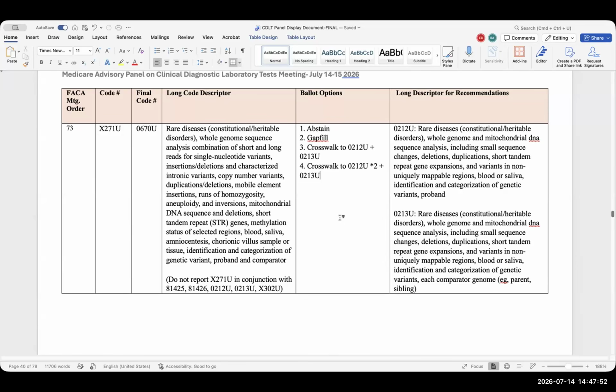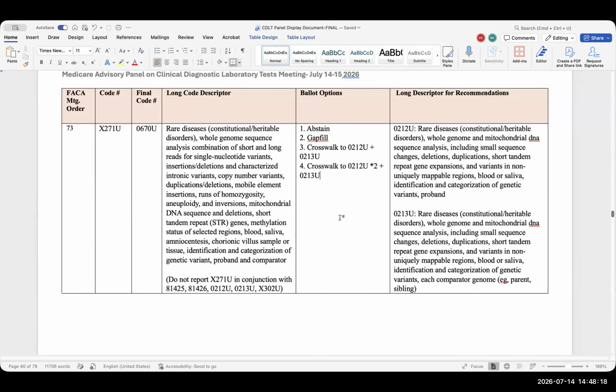We can also do many more short tandem repeats with the long reads, because we can see more genes with longer repeats, and it also allows us to do methylation. So the added value of the long reads is that you can see the entire genome completely, reducing the limitations of the short reads.